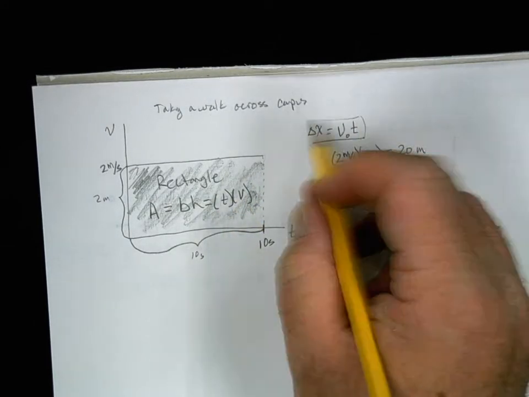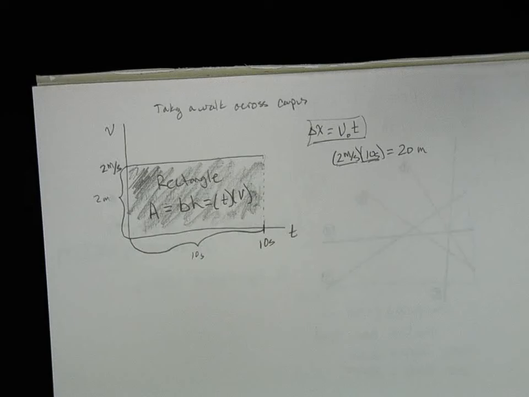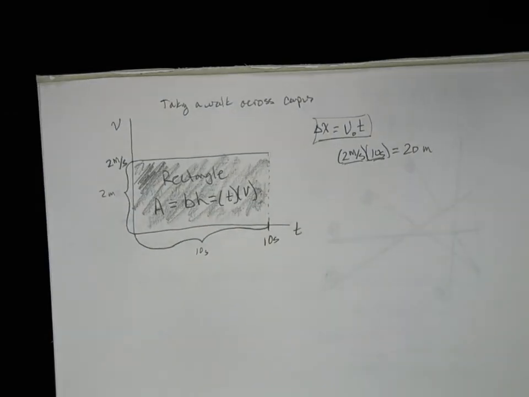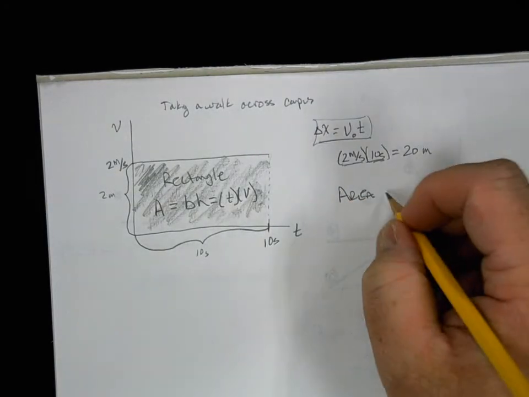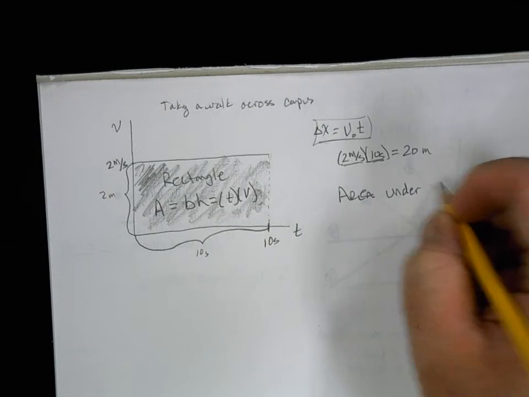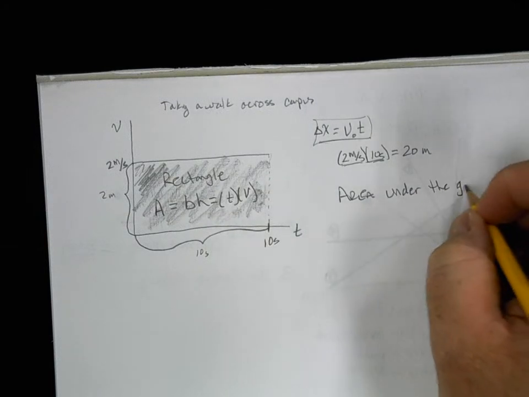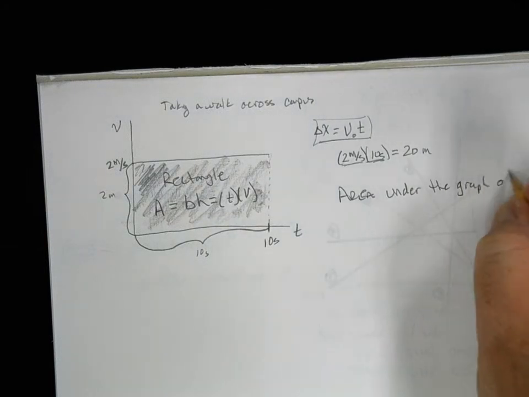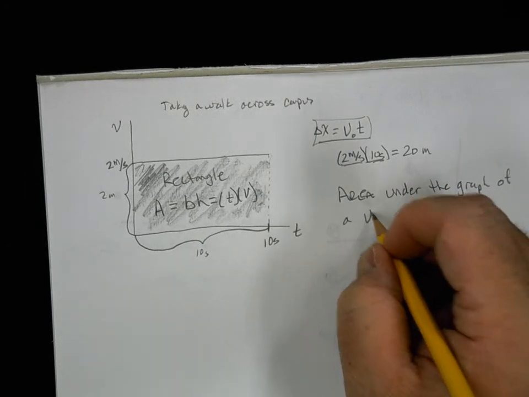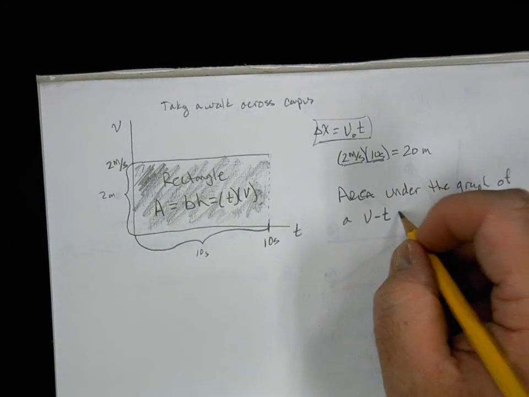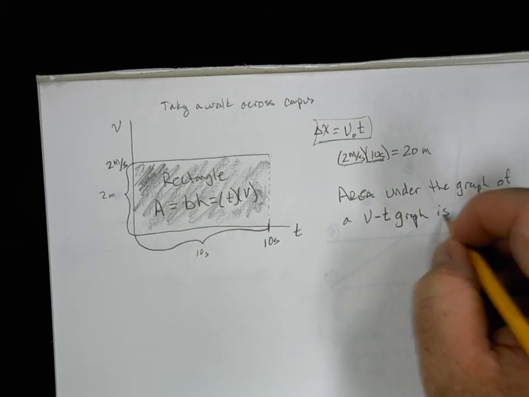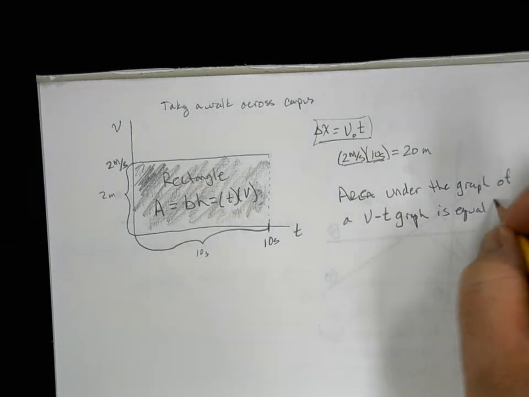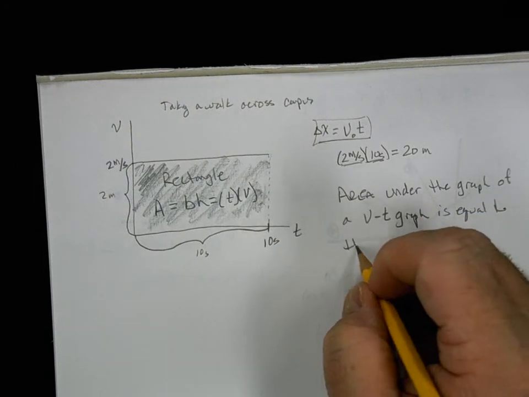So this is really a remarkable coincidence here. This is a very profound idea that the area under the graph of a velocity time graph is equal to the displacement.